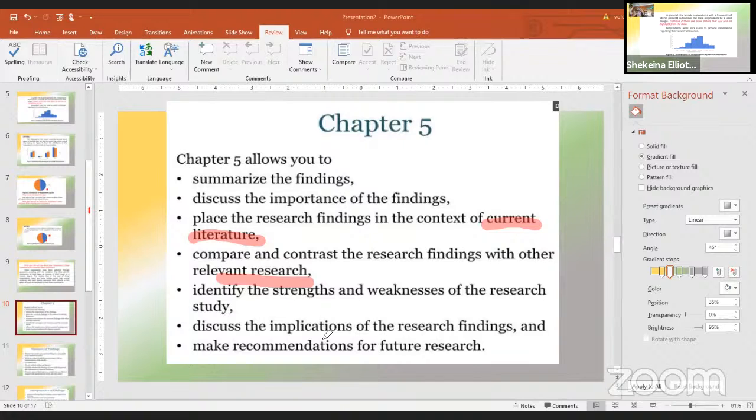And you're able to make recommendations. The recommendations are as a result of the implications, as a result of the findings, as a result of your discussion, because chapter 5 is all about the discussion, a summary of the findings. And then you would also think about future studies.